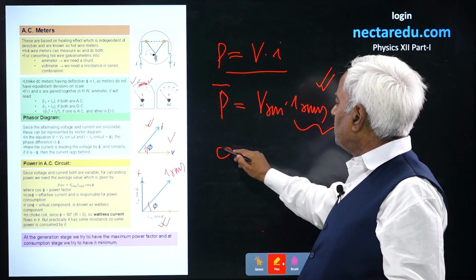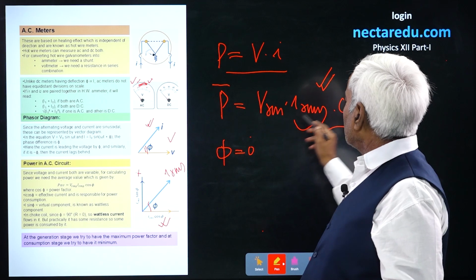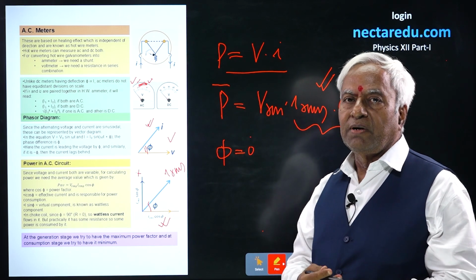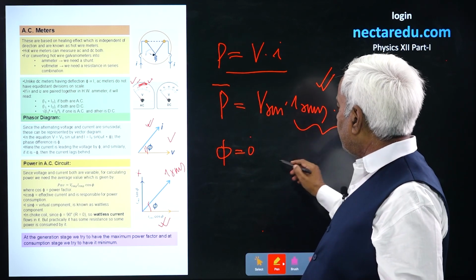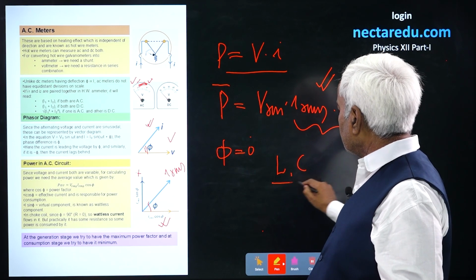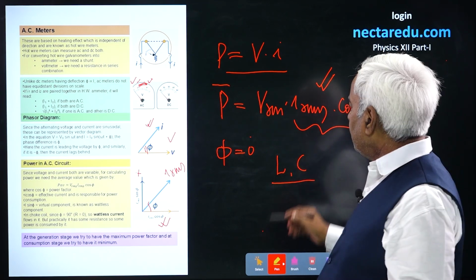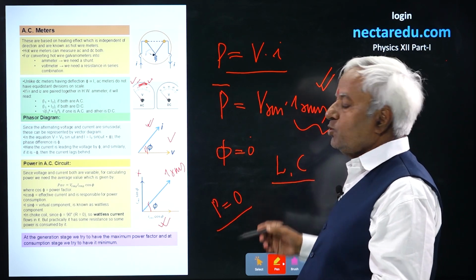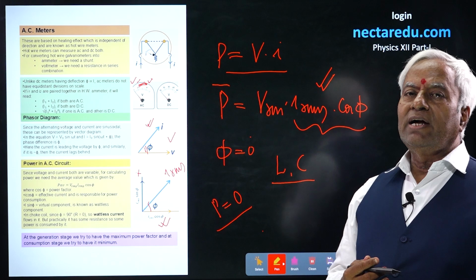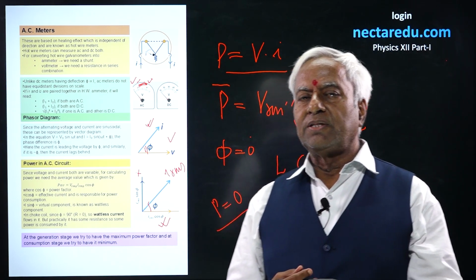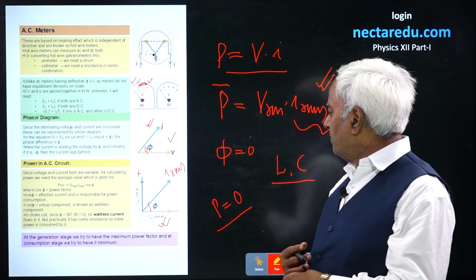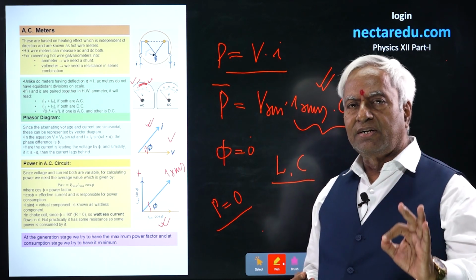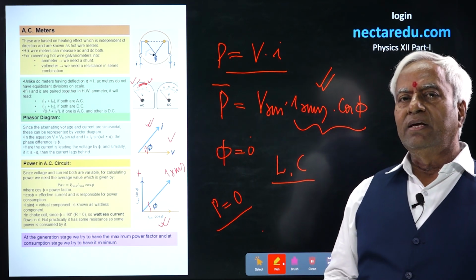If phi is equal to 0, cos phi is 1, power is going to be maximum. If phi is 90, as in the case of L or C circuits, we'll see later on, in that case power is going to be 0. The best example is choke coil. In choke coil, ideally, if there is no resistance, you see, there will be no consumption of power. But if it has a little resistance, some power will definitely be consumed.